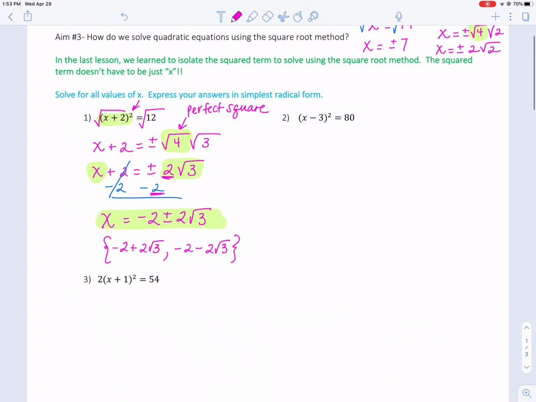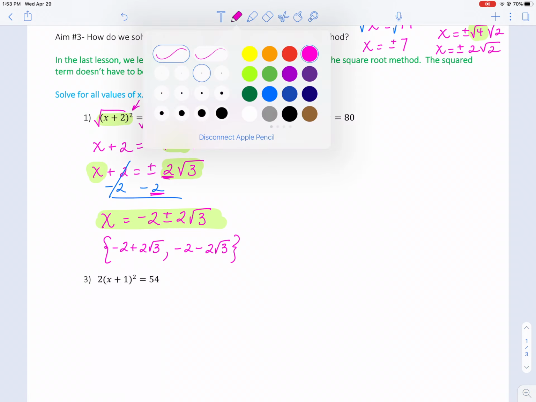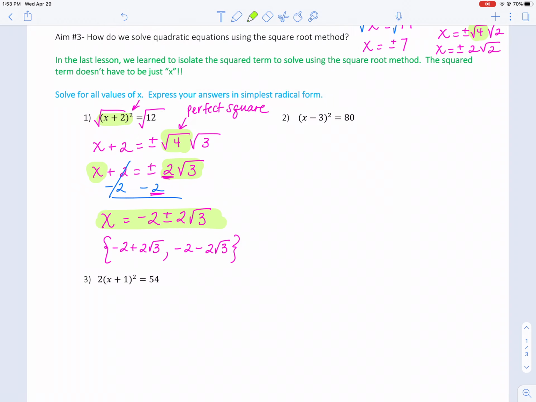Okay, let's try another one. So again, your squared term is actually by itself on one side. So let me change my color. I'm going to go blue. But if you see here, you have that one term. So I'm going to take the square root of both sides.